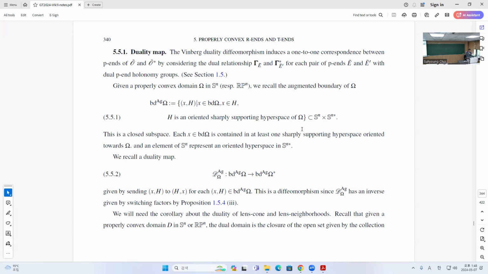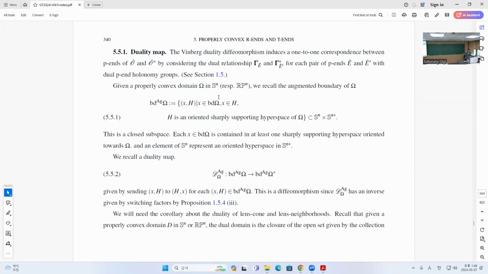So you have some Õ and Õ star. So you have a dual manifold, and if you look at the p-ends of these, there's also a dual relationship between the ends because of the Vinberg duality diffeomorphism. So it gives you a one-to-one correspondence between the p-ends. Okay.